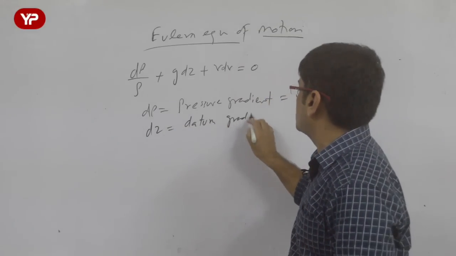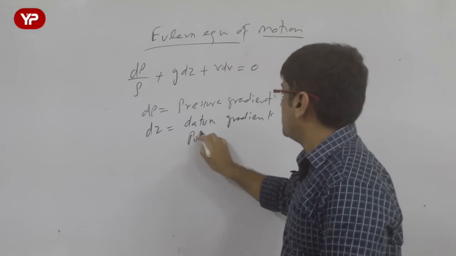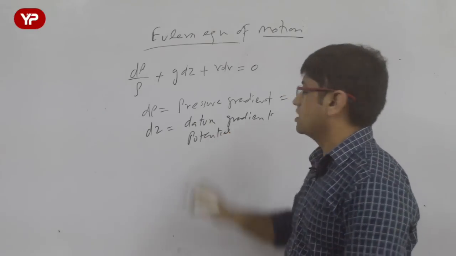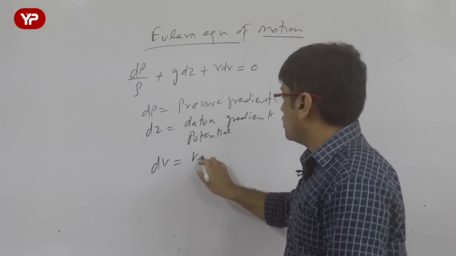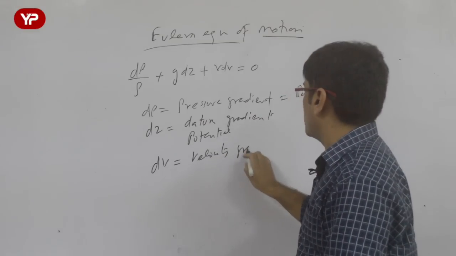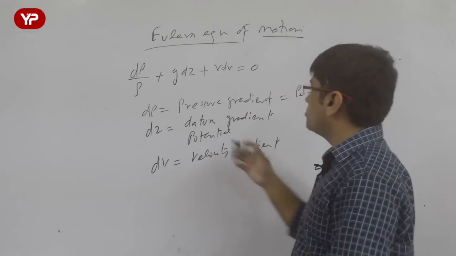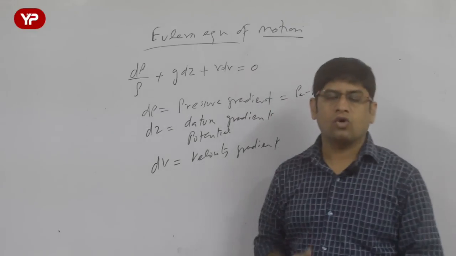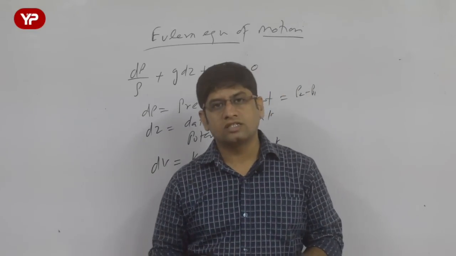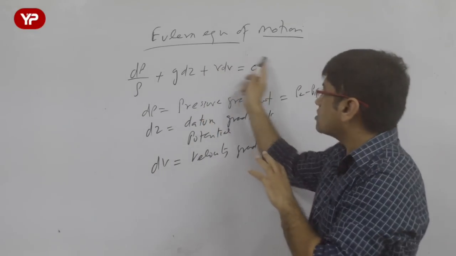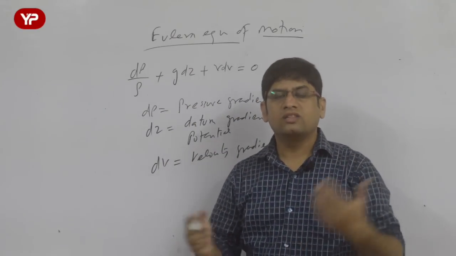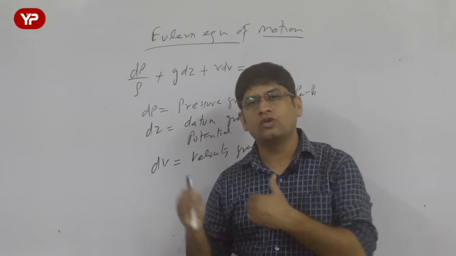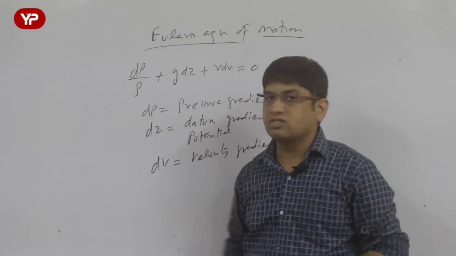This is called potential gradient or datum gradient. You can call it potential gradient also. And what is dv? dv is called velocity gradient. Gradient means difference, change, and over the length or something, that is the part of it. So all these three terms make up the Euler equation, which is the equation of motion. You need to remember these three terms.